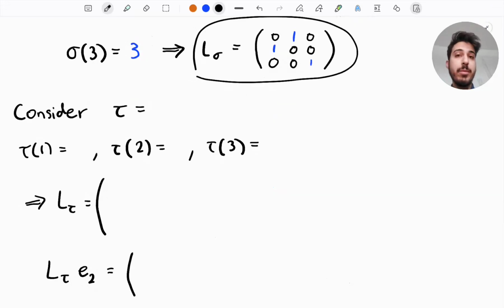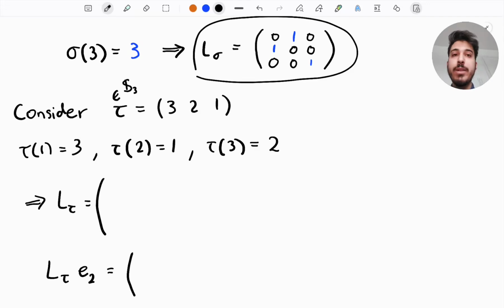Consider now another permutation in S3, which is called tau, which is defined to be the cycle (3 2 1). So tau of 1 is equal to 3, tau of 2 is equal to 1, tau of 3 is equal to 2. By the way, if you're having difficulty understanding these concepts, I would encourage you highly to go back to lesson 5, which is symmetric groups, to understand more about how cycles and permutations work.